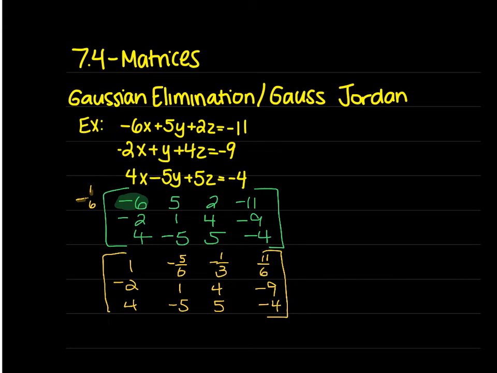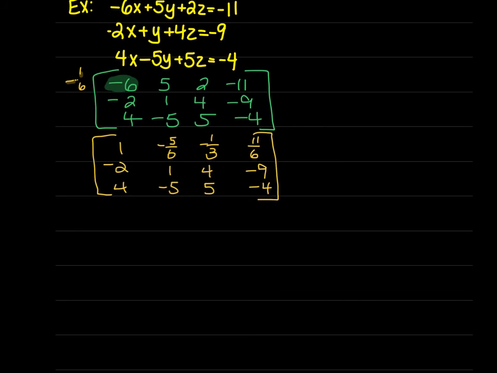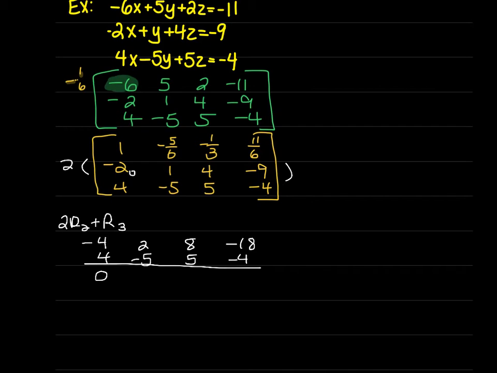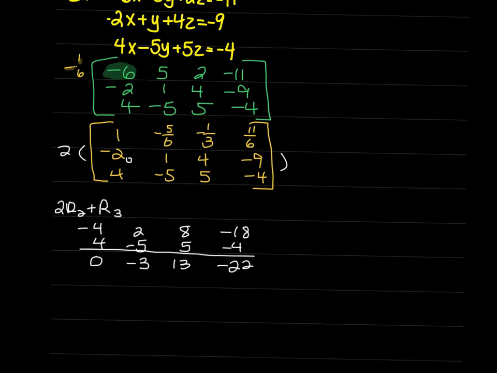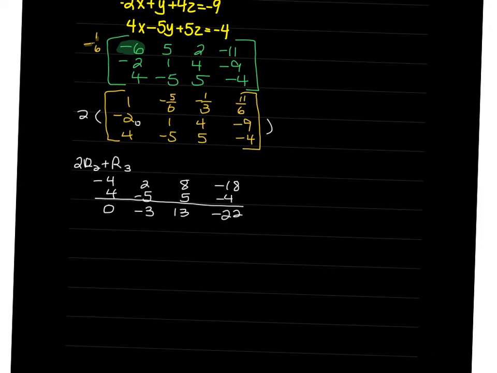And here's my new matrix. And then from here, I would usually work to get a 0 in this spot, which means I could either multiply that top row by 2, or because there's fractions there, another thing I can do is multiply row 2 by 2 and then add it to row 3. So I'm going to do that. 2 times row 2 plus row 3. And I would encourage you to write out each step so you avoid mistakes. So this is 0, -3, 13, -22. And that's going to replace row 3.